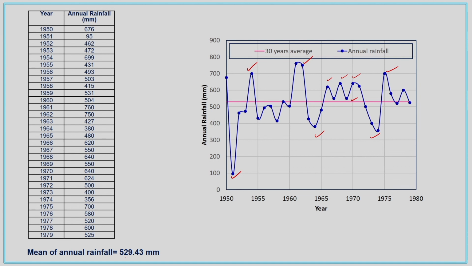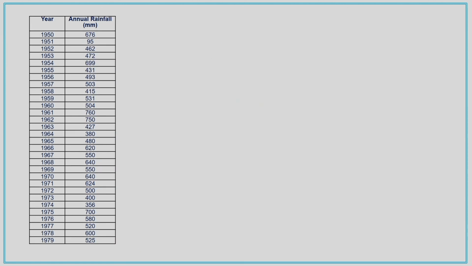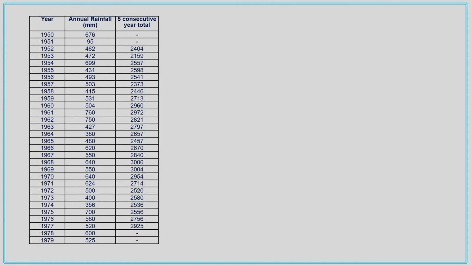Now what do we need to do? We need to plot the moving average curve. For that, we need to calculate the moving average first. First we will be calculating the 5 consecutive year total, since it is asked to calculate the 5-term moving average. So for 5 consecutive years, 1, 2, 3, 4, 5, we have calculated the total, and where do we place that value? We got the sum of these 5 years of data to be 2404. That will be placed at the middle.